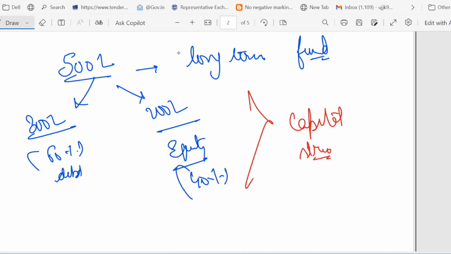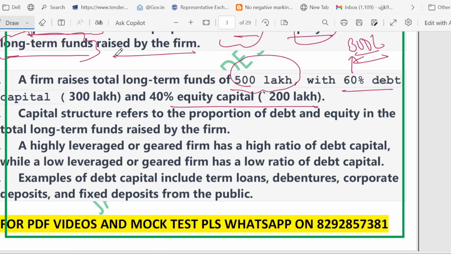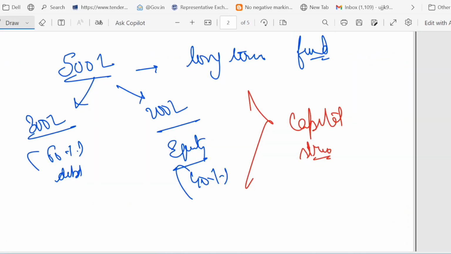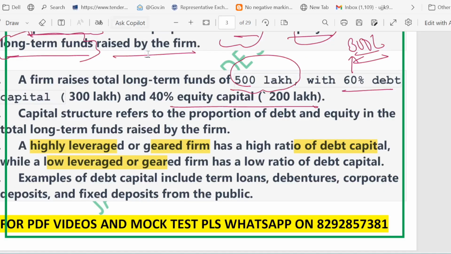Now, if a company has more debt in its structure, now think about it. Suppose a particular company has more debt in its structure, right? So what it means? We say that it is highly leveraged. As you can see, highly leveraged or highly geared firm, high ratio of debt capital. On the other hand, if it has less debt or more equity, it is called low leverage or low geared. So if a company has more debt, it means it is highly leveraged. On the other hand, if it has less debt, it means it is low leverage or low geared.